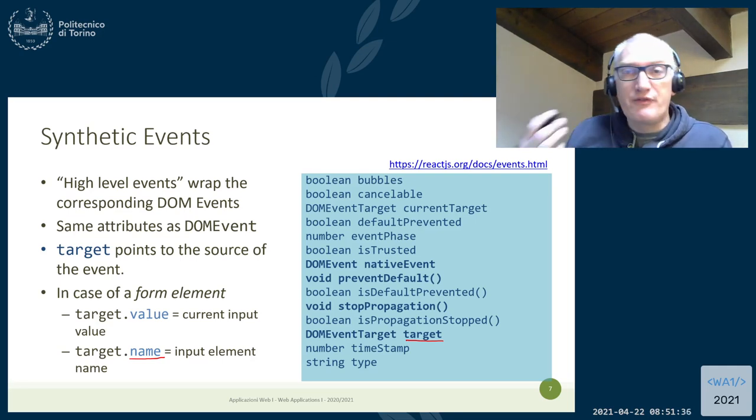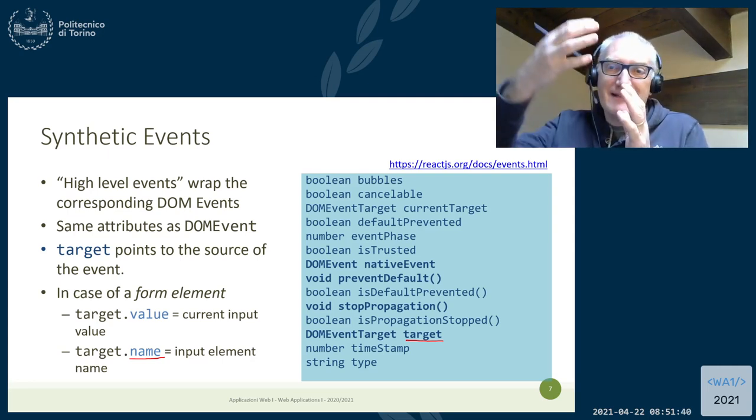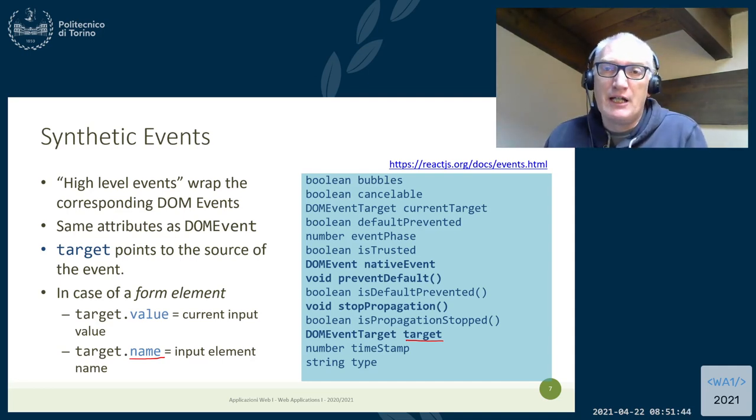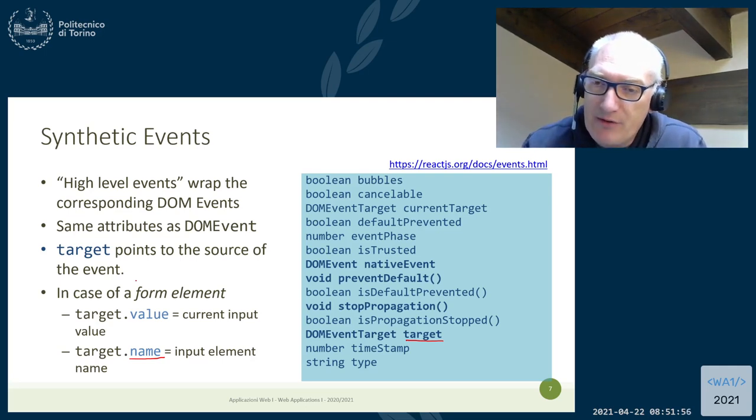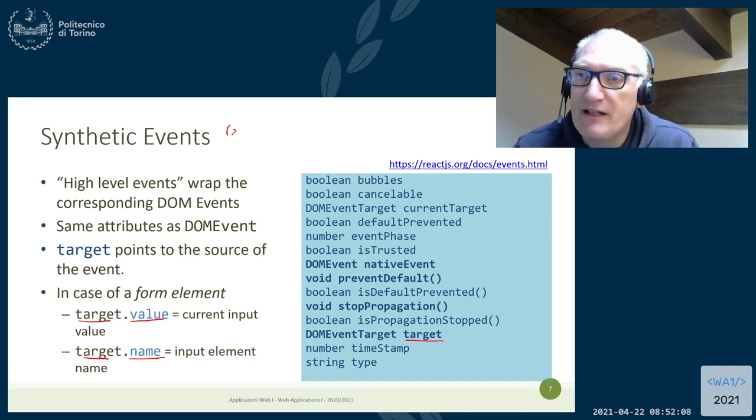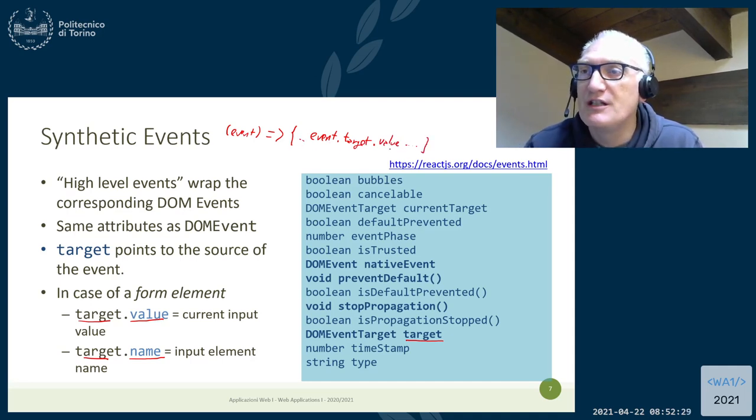So the name attribute could be useful if you want to define one single callback that will handle modifications from several different inputs. By querying the name, you understand which one was changed. Just remember that the name attribute as well as the value attribute are in the target, as attributes of the target node. So basically what you would do inside the callback is usually something using event.target.value. Every time the value changes, we can do something with the new value of this element.